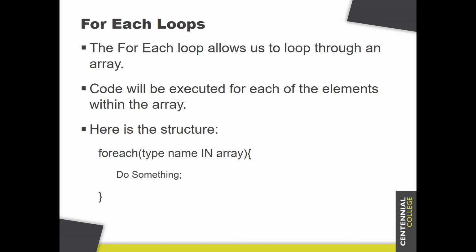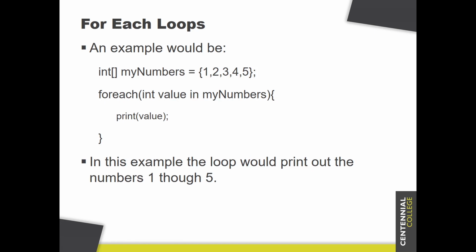For each, and then we have the type, name, and in this array, do something. So for each, it's going to say for each, whatever the element is in array, do something. Okay, that's how it's going to work. And we're going to take a look at an example of that right now.